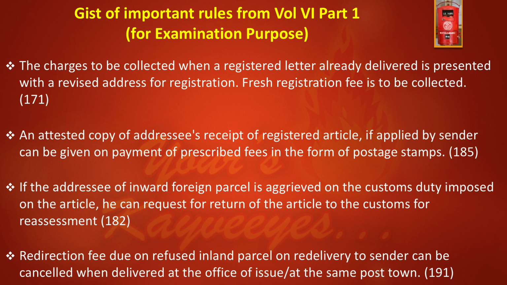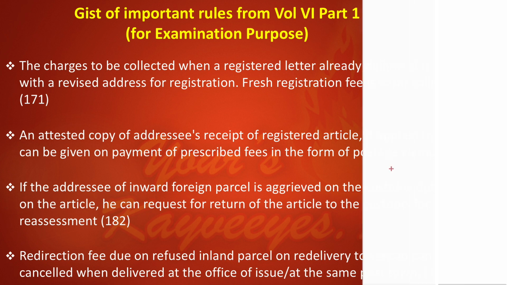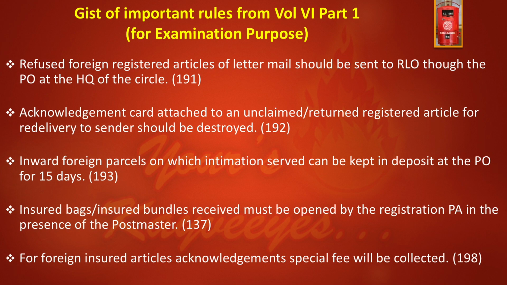Rule number 182. Redirection fee due on a refused inland parcel or redelivery to sender can be cancelled when delivered at the office of issue or at the same post town. Rule number 191. Refused foreign registered articles of letter mail should be sent to RLO through the PO at the headquarters of the circle. Rule number 191. Acknowledgement card attached to an unclaimed or returned registered article for redelivery to sender should be destroyed.